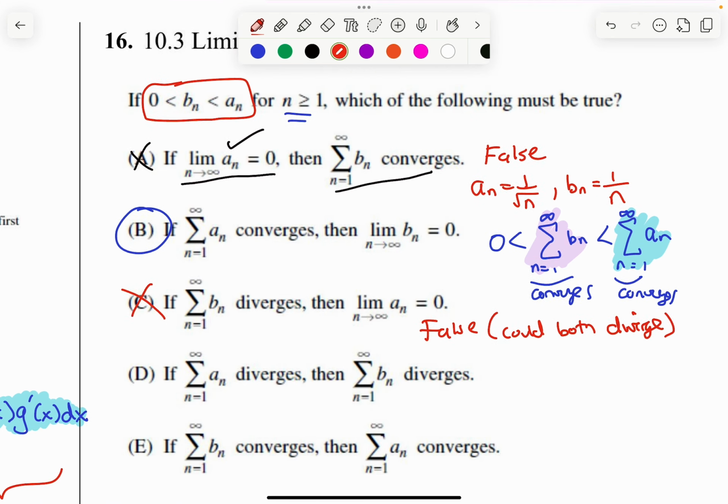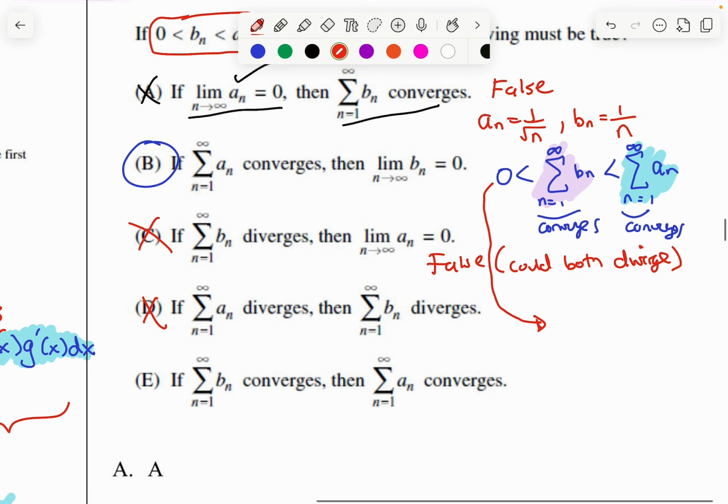No. Again, we can inherit this inequality that I wrote up here. Again, that series associated with a sub n could diverge, but the series associated with b sub n is less than that. It could converge. So this isn't necessarily true.